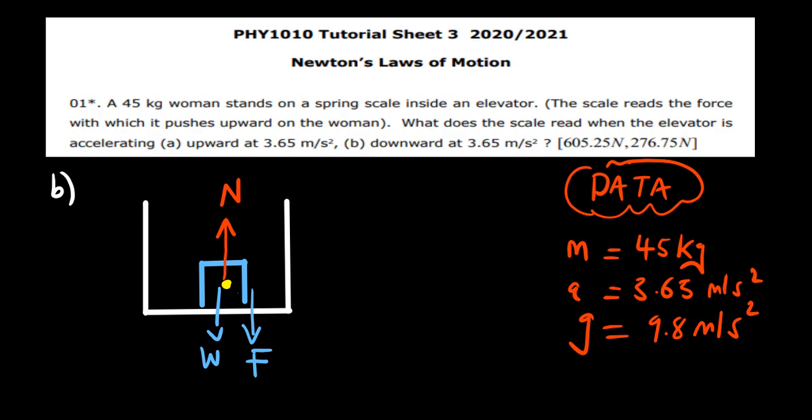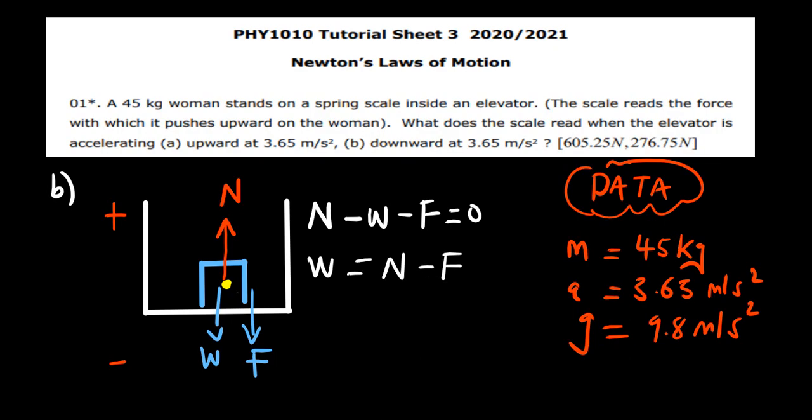Likewise, if we choose going up to be positive and coming down to be negative, what are the forces acting on this woman? We've got N, we've got minus W, we've got minus F. All these forces should give us a 0. If we make weight the subject of the formula, I take the negative W to the other side and it gives us a positive W. So W equals N minus F.